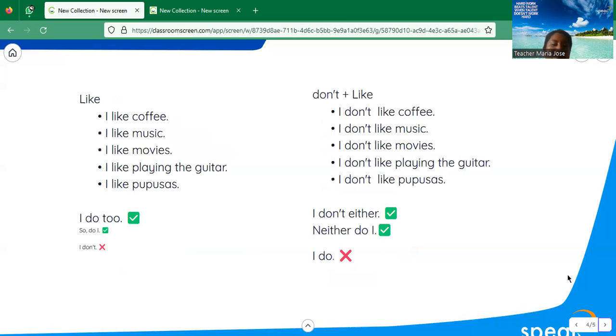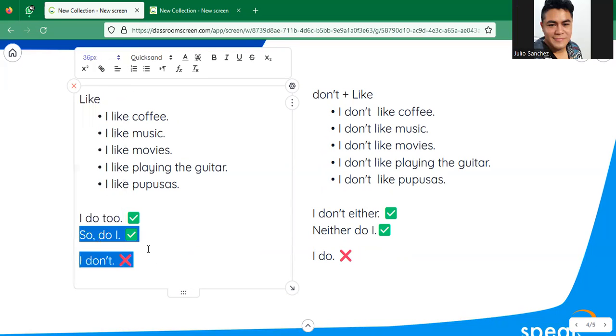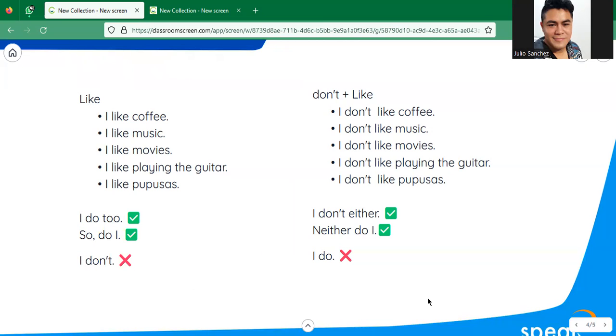Okay, now with the next one. This is with I like. Okay. Tell me something that you like, Julio. I like listening to music. Okay. Listening to music. Abigail, what do you say to that? I do too. Okay. And Maria Jose? So do I. Nice. Very good. Now give me a negative example, Abigail. Something that you don't like.